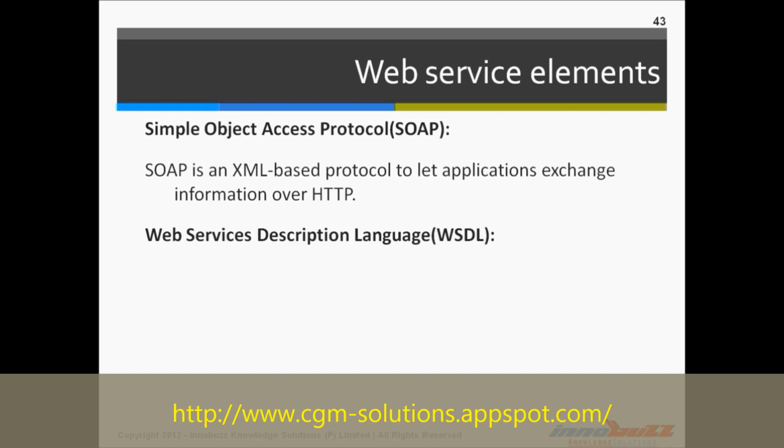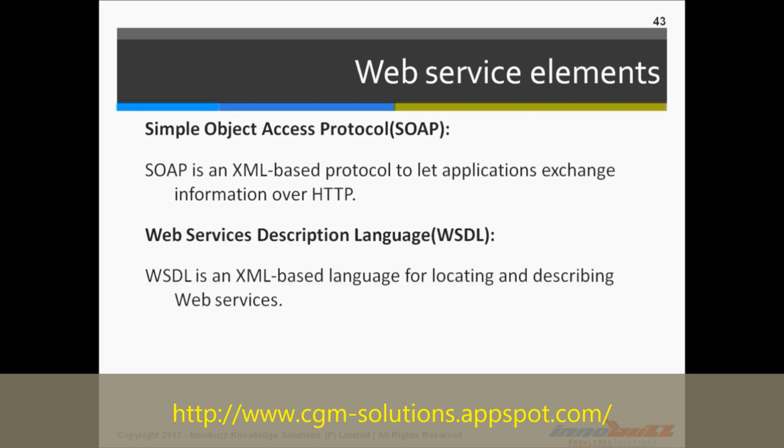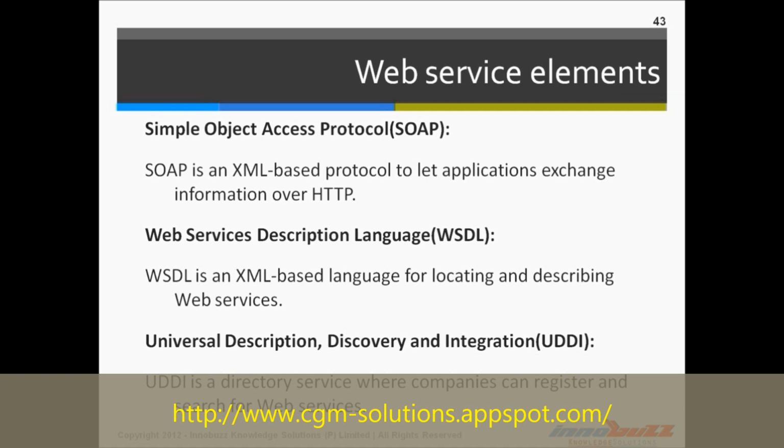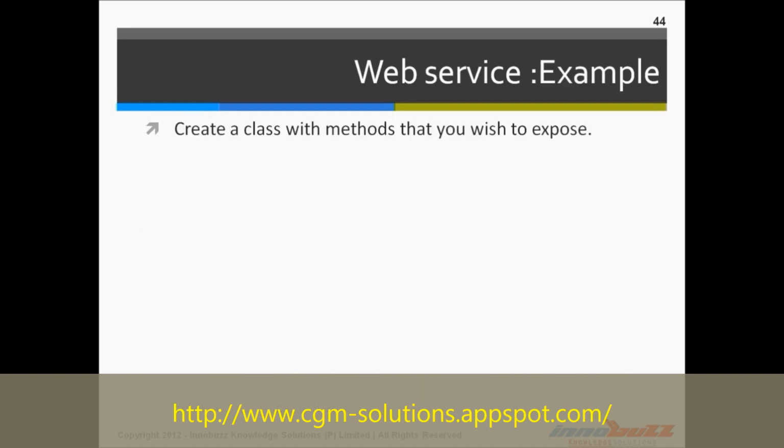WSDL, Web Services Description Language. WSDL is an XML based language for locating and describing web services. UDDI, Universal Description, Discovery and Integration, is a directory service where companies can register and search for web services. Let's create an example.